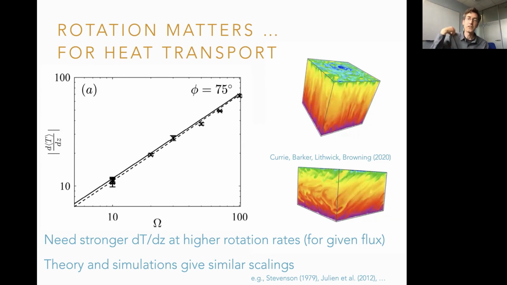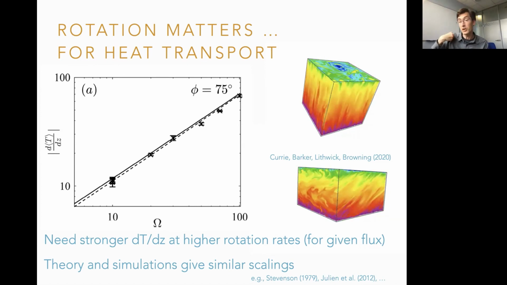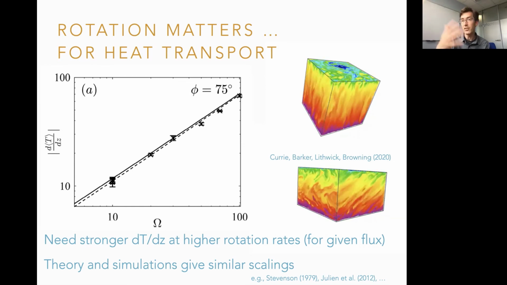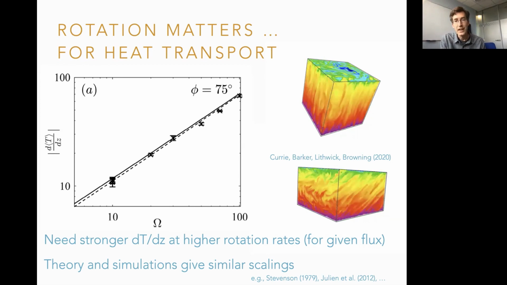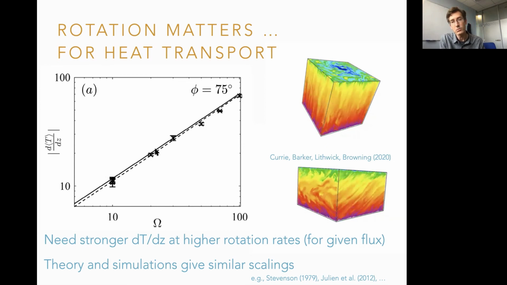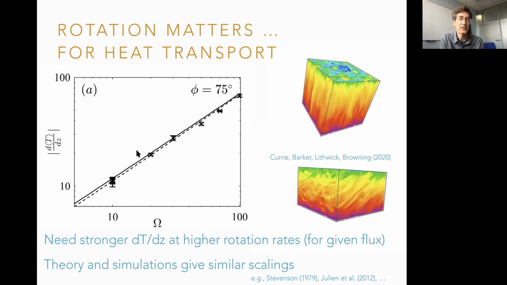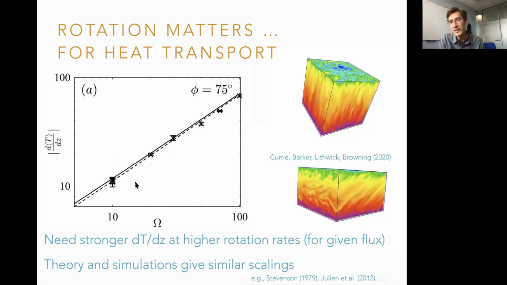flux out. So we looked at this fairly recently with a set of simulations done by Laura Curry and Adrian Barker with a couple of different codes, Daedalus and NEK5000, two different setups. And one pleasing thing here is that these little symbols are a series of simulations at different rotation rates. And the lines correspond to predictions of a particular theory.